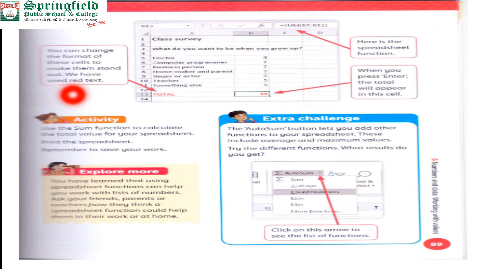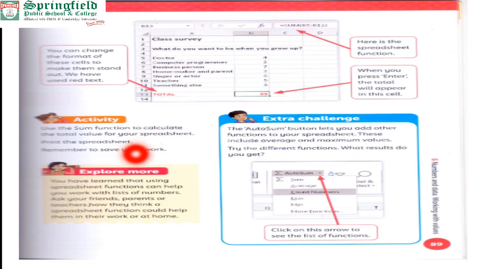Then change the format of this cell to make it stand out; we have used red text. If you want to make it attractive, a little bit different, so that everyone knows this is a total, we can change the font color with the help of the font colors toolbar, which is available on the Excel ribbon.